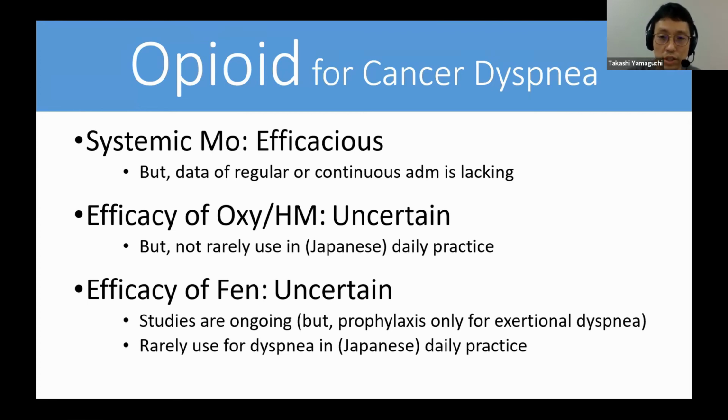And how about the efficacy of fentanyl? The efficacy of fentanyl is also uncertain. There is still some evidence, but the existing evidence is only for the prophylaxis of exertional dyspnea, and the results are still conflicting. And also in Japan, we rarely use fentanyl for the management of cancer dyspnea.